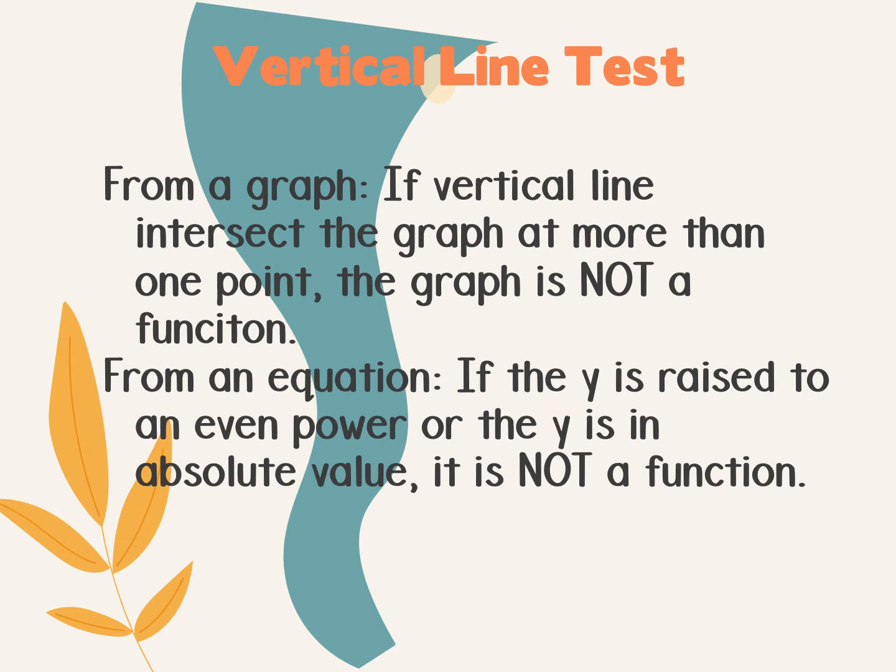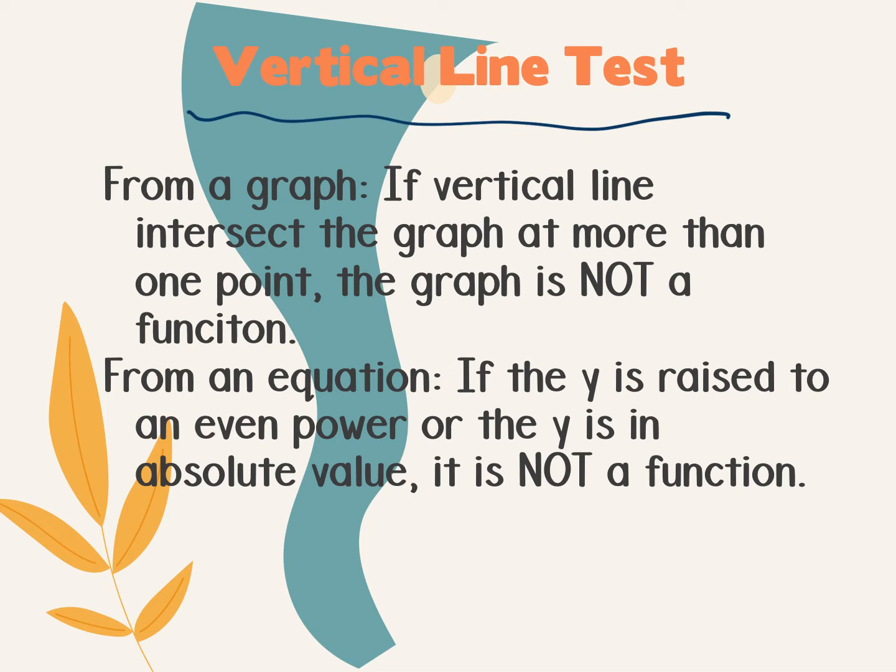The second way you're going to test for a function is based on the vertical line test. So you're going to actually see a picture of a function, okay? Or a graph, sorry, not necessarily a function. And if you draw a vertical line through your graph and it intersects your graph at more than one point, it fails the vertical line test and it is not a function. So if a vertical line intersects your graph at more than one point, it is not a function.